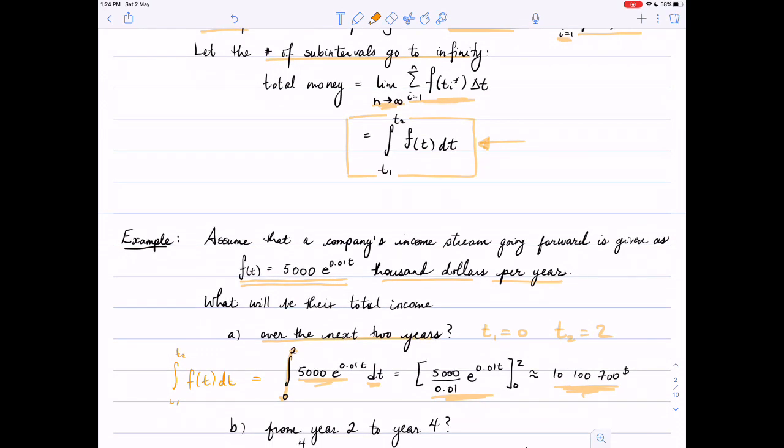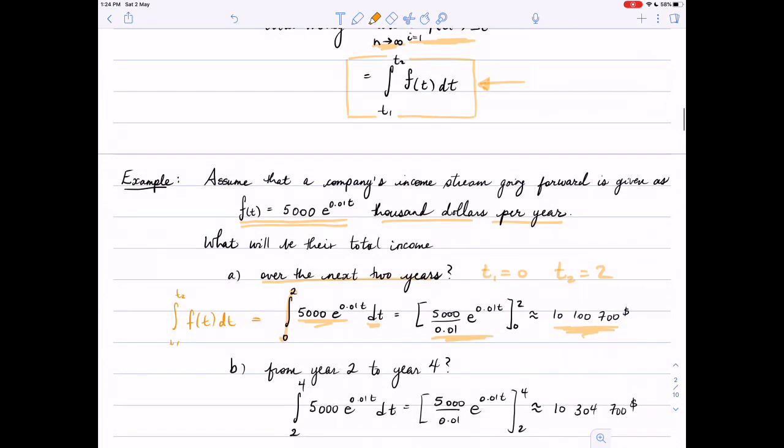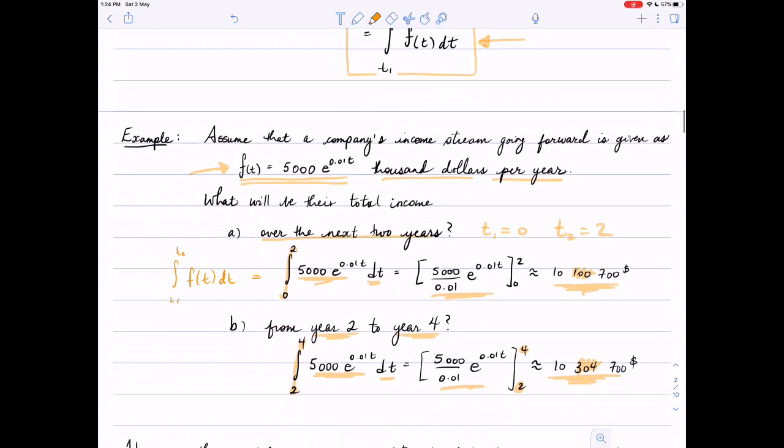Well, is it the same over every 2-year time interval? Well, no, the rate changes. So if we have from year 2 to year 4, then we get the integral from 2 to 4 of the same function dt. Same antiderivative, but now obviously different bounds, and we see that we've got a different amount, 10,304,700, not 100,000. So this income rate is variable, which is the flexibility of using a function to describe the income rate.